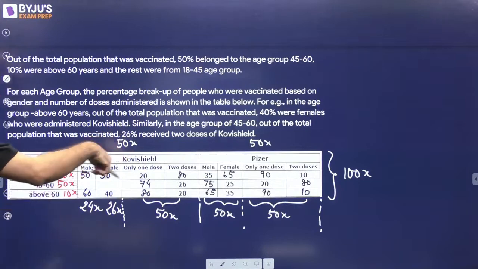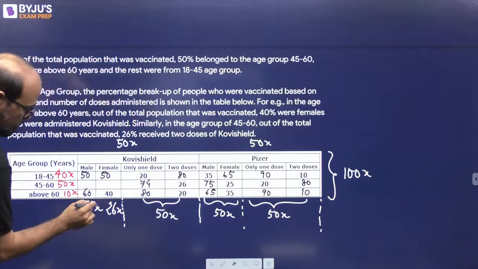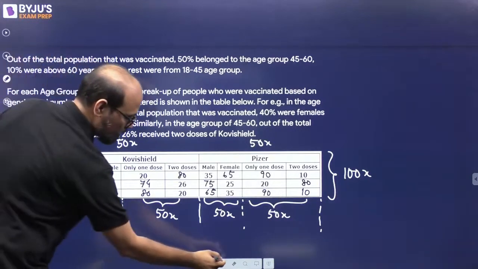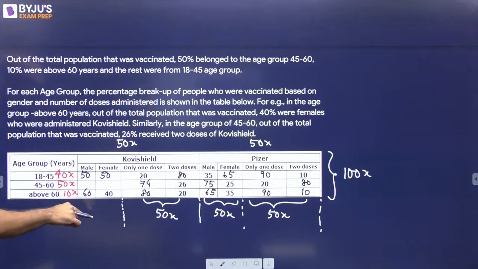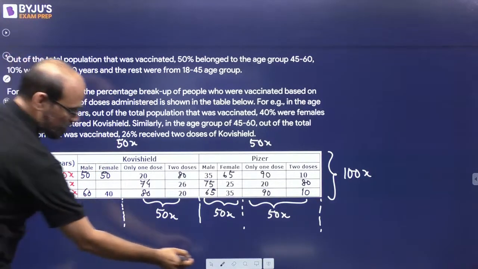Out of the total population that was vaccinated and administered Covishield, 24% were males. So of the people who took Covishield, 24% are going to be males. So we will have a change here. It won't be 24 and 26. This is rather going to be 24% of 50x, so this is going to be 12x.